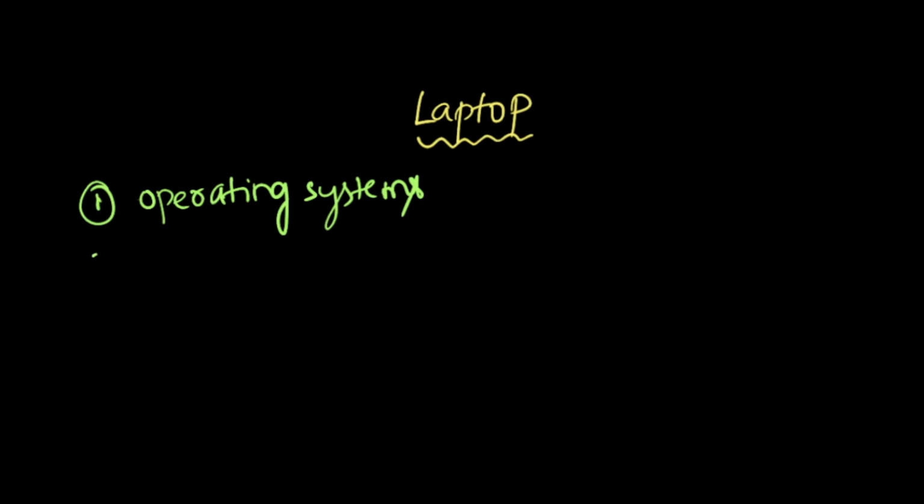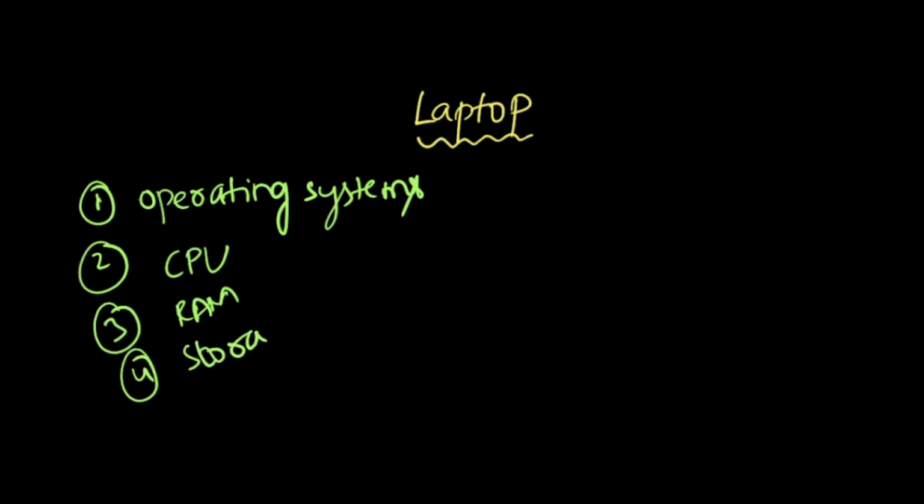First operating system, next CPU, next RAM, next storage. These are very important. And another thing is the graphics card.